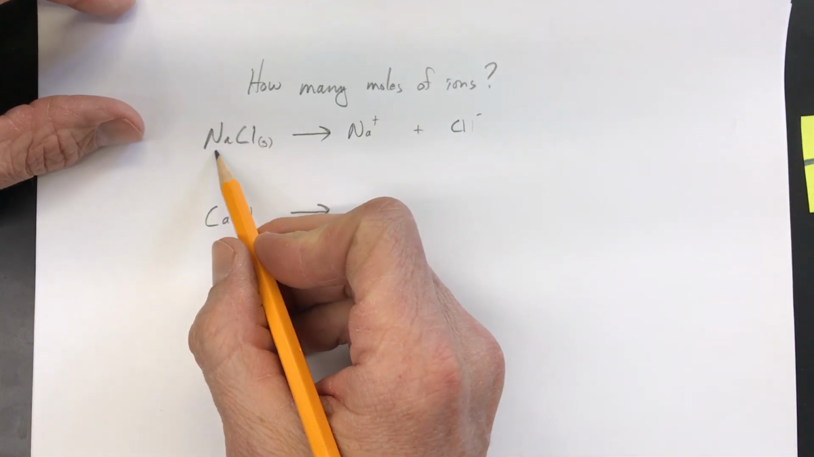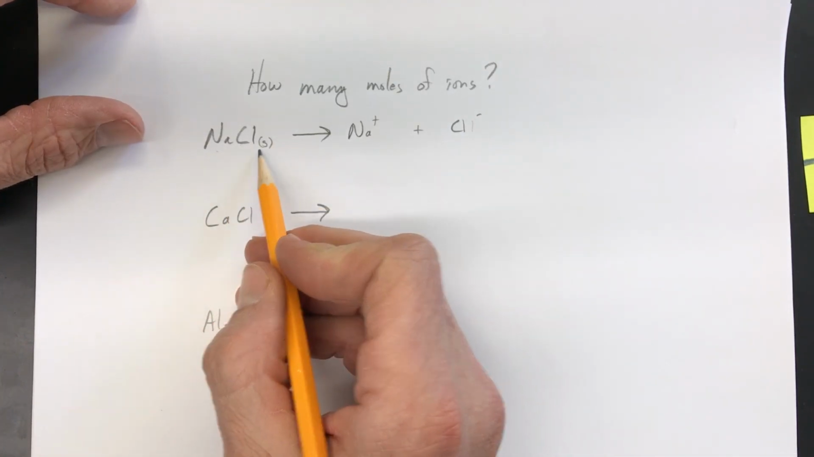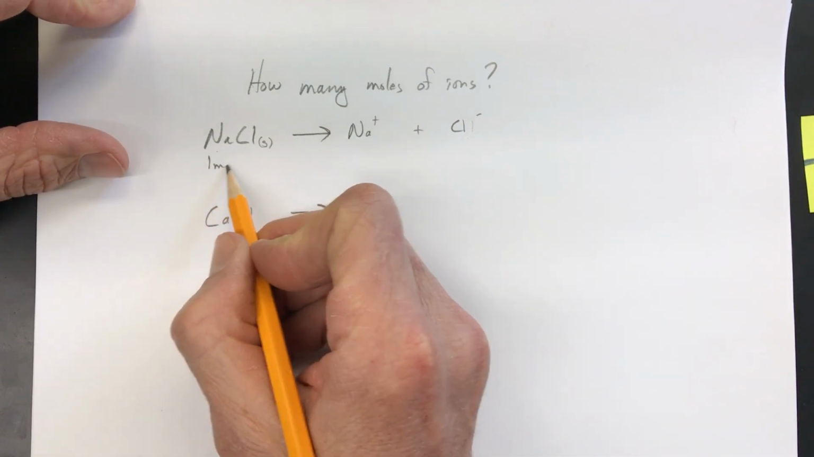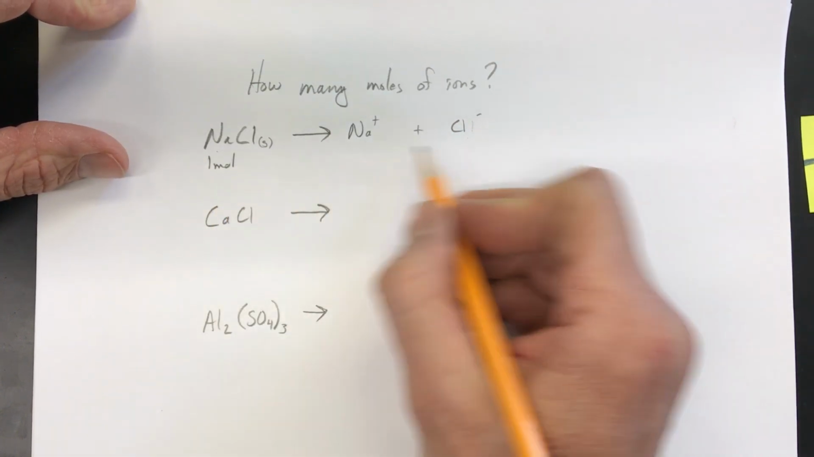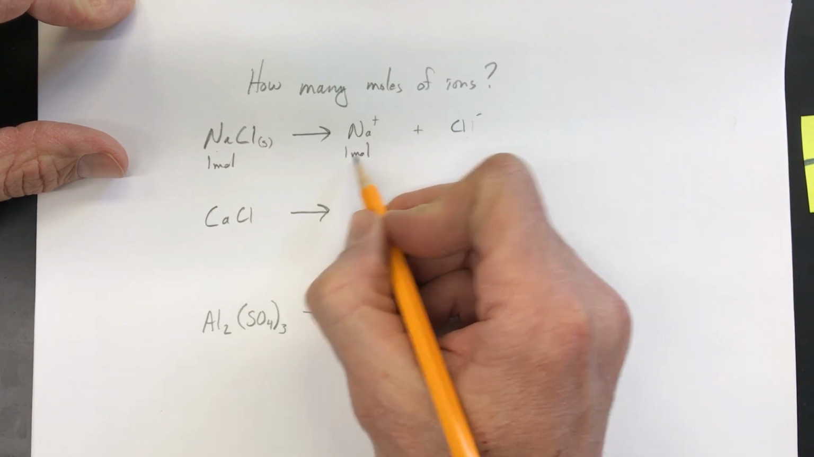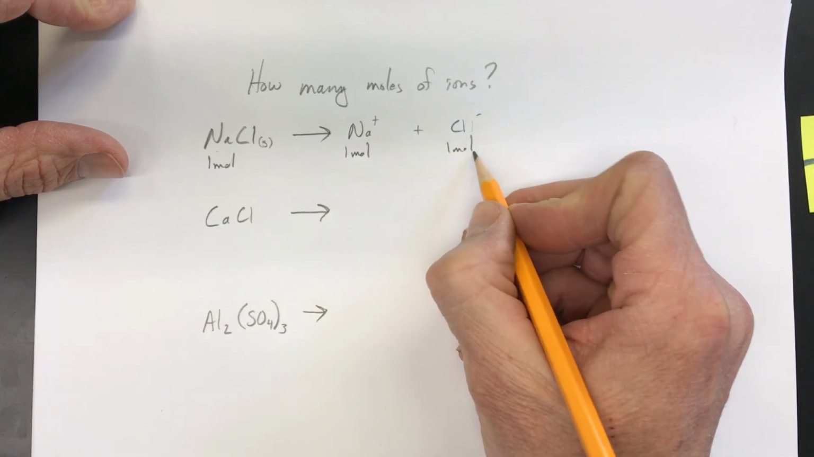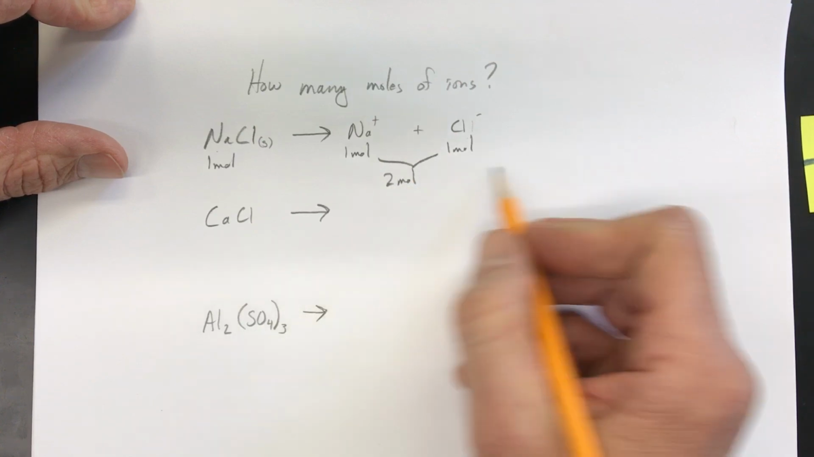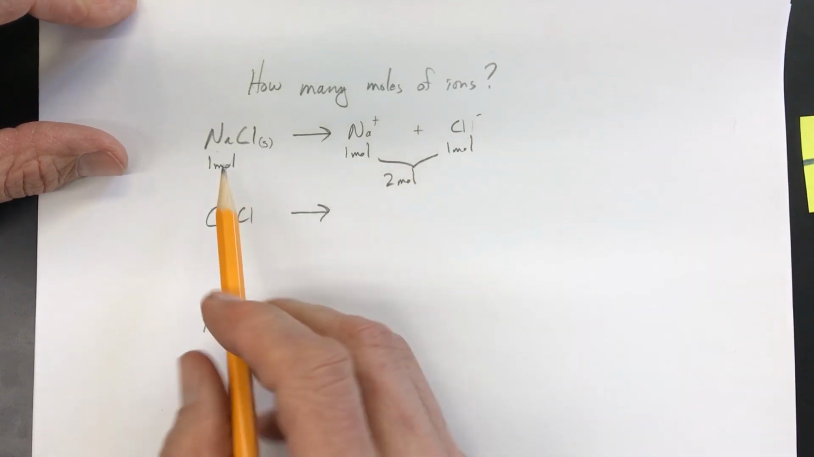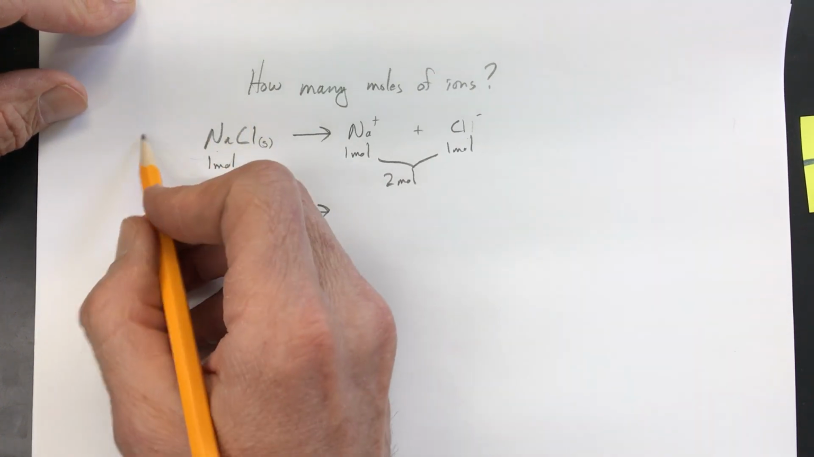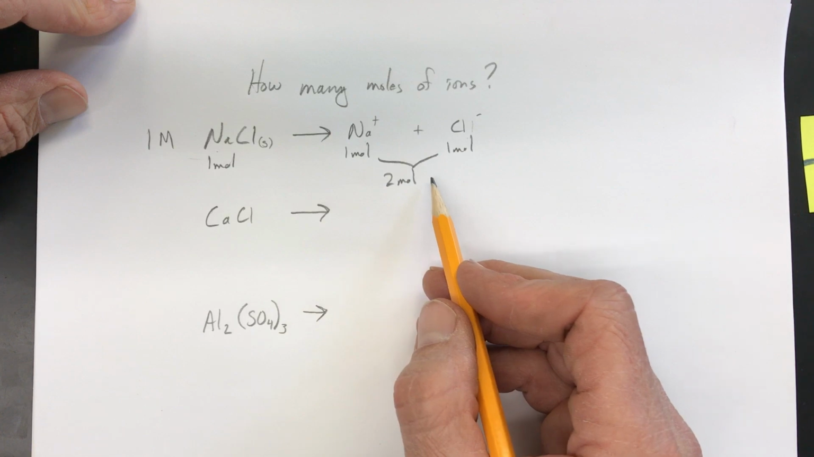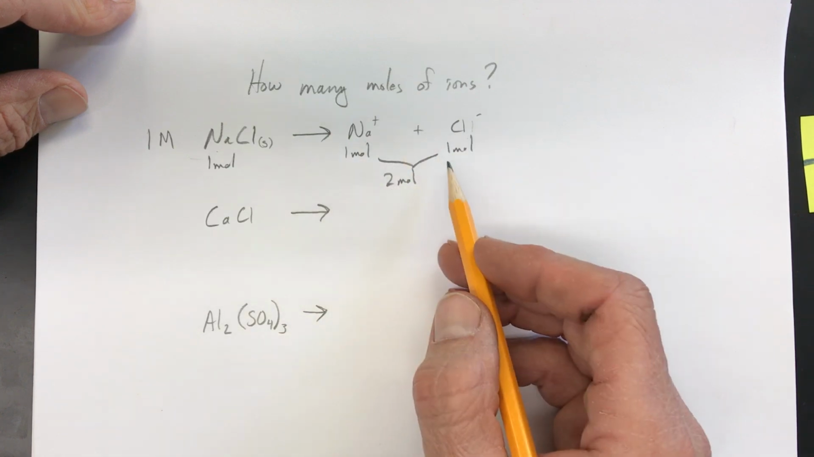First of all, the dissociation of sodium chloride gets us sodium and chloride ions. Now, if you had 1 mole of this, you would get 1 mole of sodium ions and 1 mole of chloride ions together. That would make 2 moles of ions. So we could have a 1 molar solution of sodium chloride, and we would get a 2 molar solution of ions.